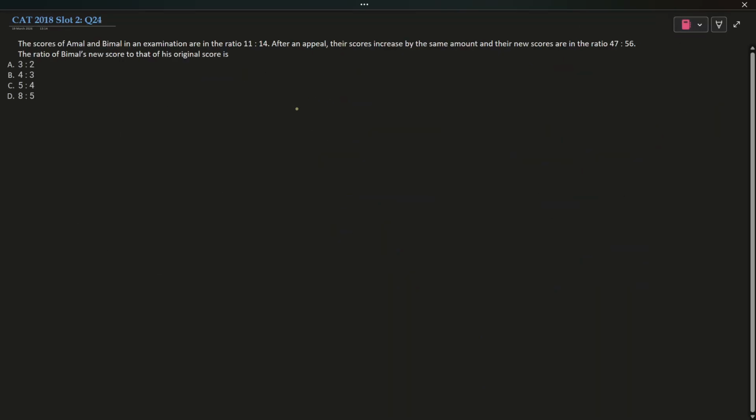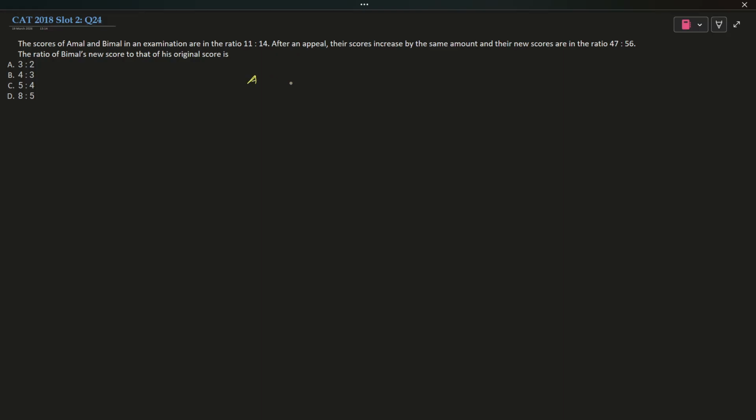The scores of Amal and Bimal in an examination are in the ratio 11:14. After an appeal, their scores increase by the same amount, and the new scores are in the ratio 47:56. Find the ratio of Bimal's new score to that of his original score. So this is a very basic question, guys. We can directly solve it.